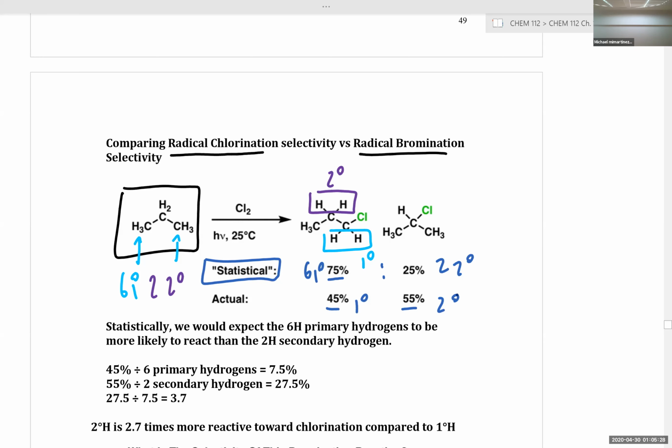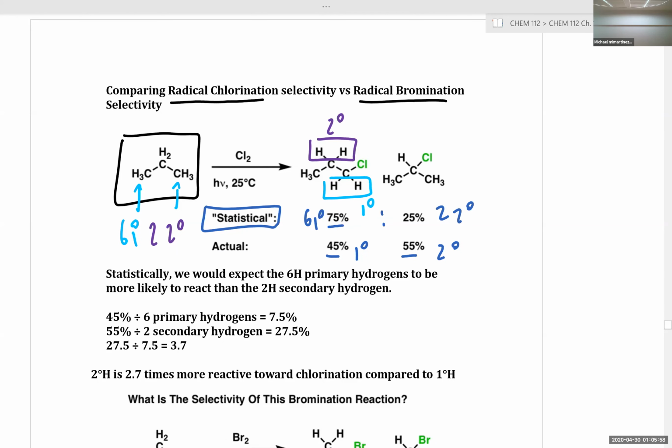So what does this tell us? Is chlorination biased towards certain carbons? Does chlorination, looking at this data, prefer the primary or secondary? If we compare the statistical to the actual, are we selective for primary or secondary? Secondary, exactly. So our conclusion then, if we compare our observed results to our expected results, is that a secondary hydrogen is roughly 3 times more reactive towards chlorination compared to a primary. Wonderful.